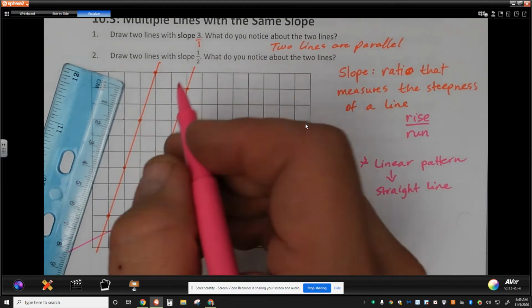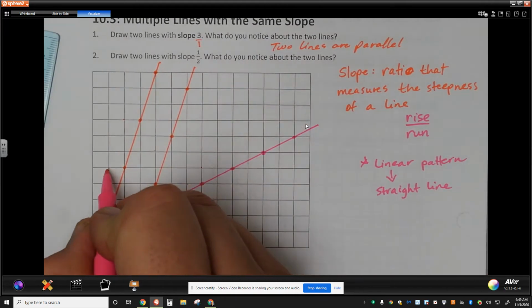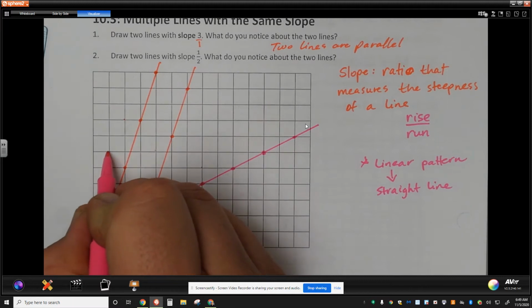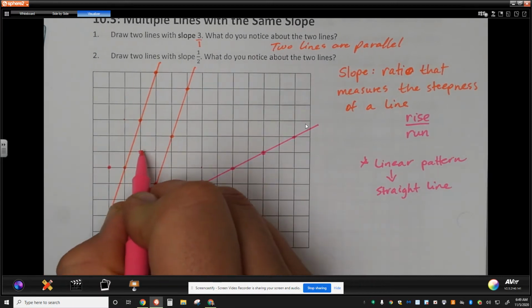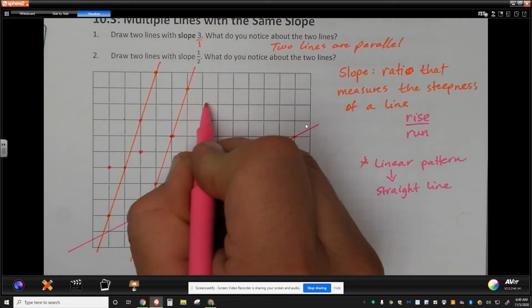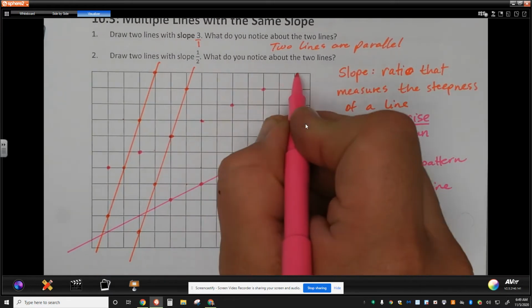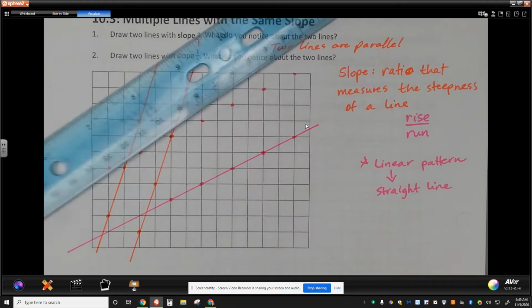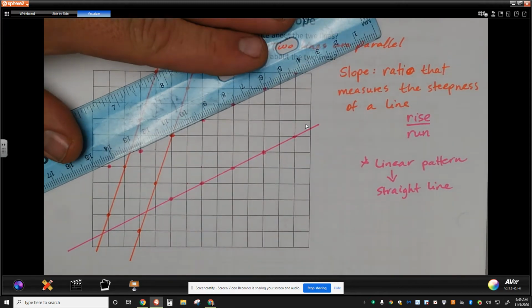Let's go ahead and do another slope of 1/2. Let's start up here. And let's go ahead and rise 1, run 2. We're going to intersect these two lines. Rise 1, run 2. Rise 1, run 2. We see that pattern continues. We can draw that pattern all the way across the page.